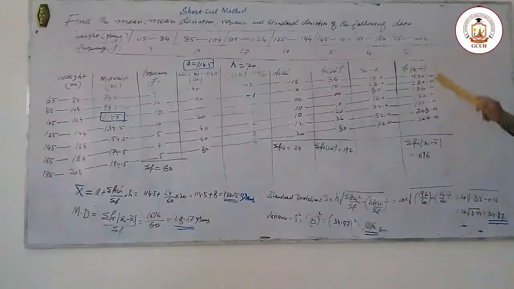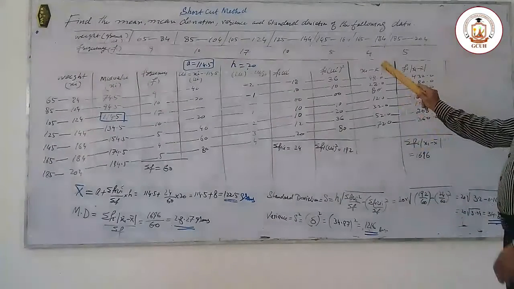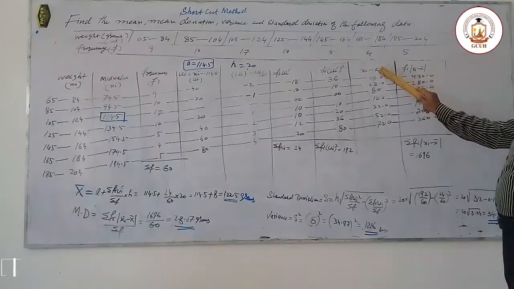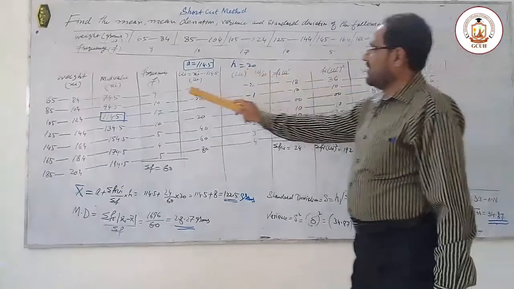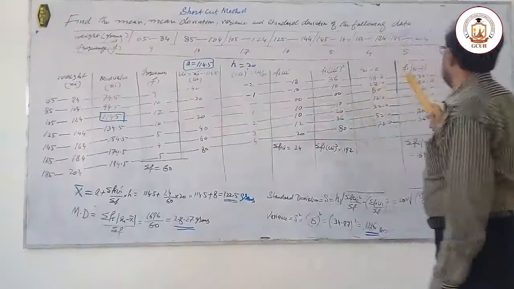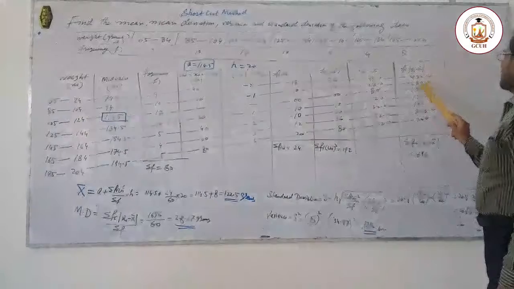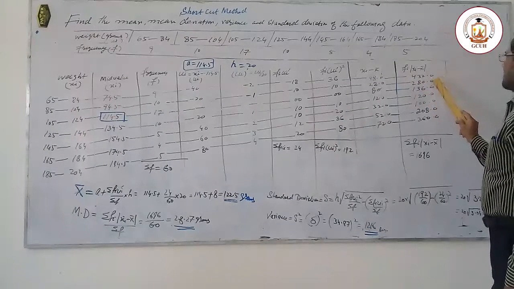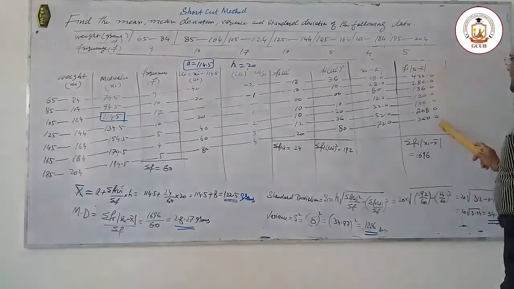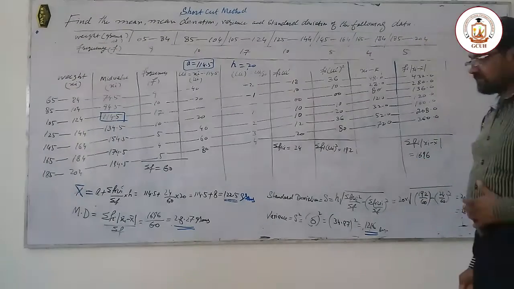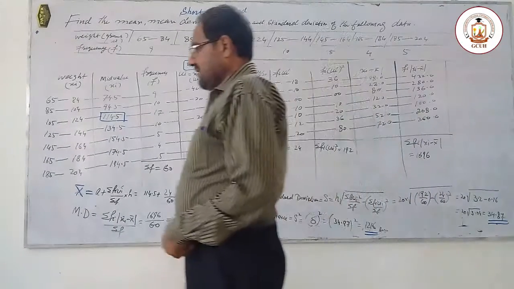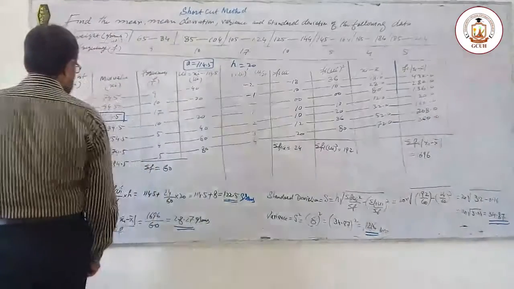And the last column is when we multiply the absolute value of XR minus X bar with the corresponding frequency, we will get 432, 28, and so on. And the sum of this column we will write 1696. So we have calculated all the values of the columns.